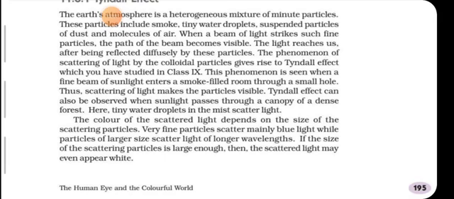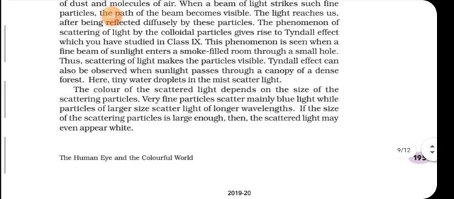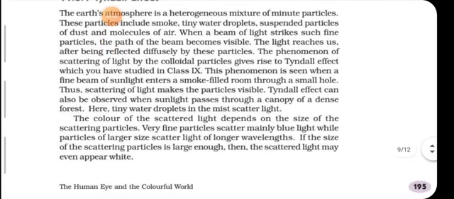The Tyndall effect can also be observed when sunlight passes through the canopy of a dense forest. Here, tiny water droplets in the mist scatter light. Please note, students, that here the word mist stands for moisture. I hope you are clear with this. So this is known as the Tyndall effect.